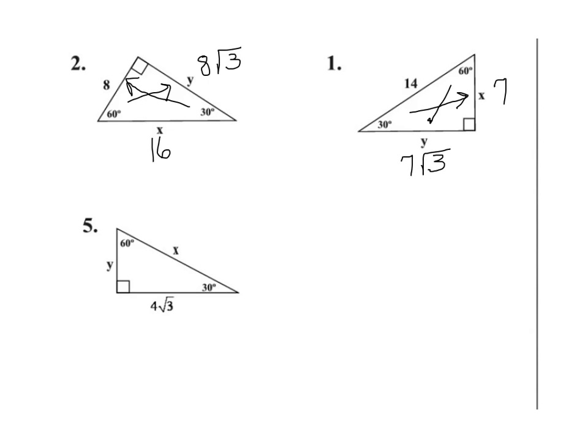Okay, now number 5. Number 5 shows me the side opposite the 60. Well, how do I get the side opposite the 60? Well, 4 square root of 3 is equal to the side opposite the 30 times the square root of 3. So what is y going to be, or the side opposite the 30? Well, if I divide both sides by the square root of 3, y is 4. And once I have that side, it's very easy then to find the hypotenuse. I'm just going to double it and make that 8.